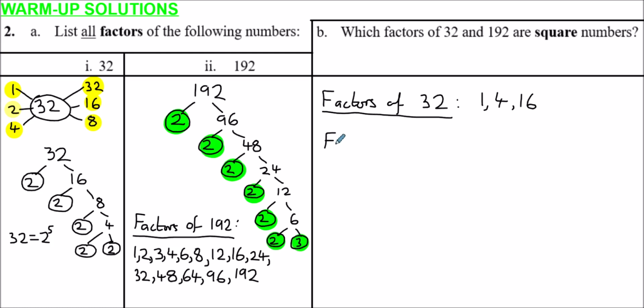Whereas the factors of 192, which are also square numbers, we've got obviously still 1, 4, there's no 9, 16's there though, no 25, no 36, no 49. We do have 64 though, and that's the last one. And so that's question 2 done.